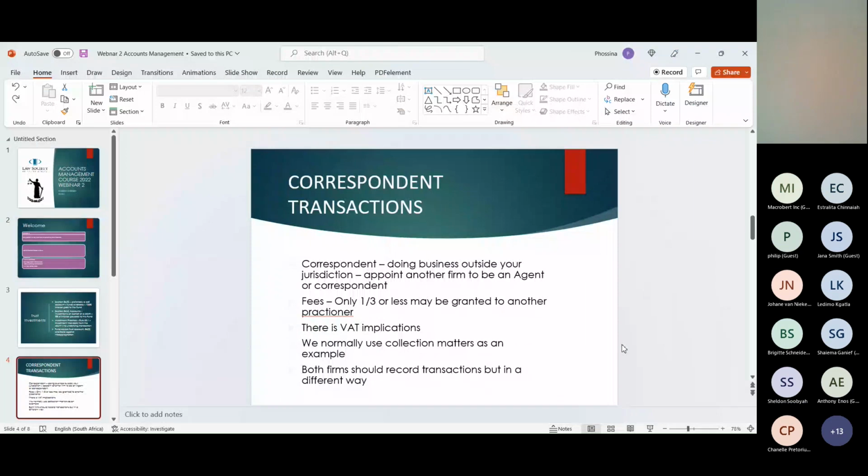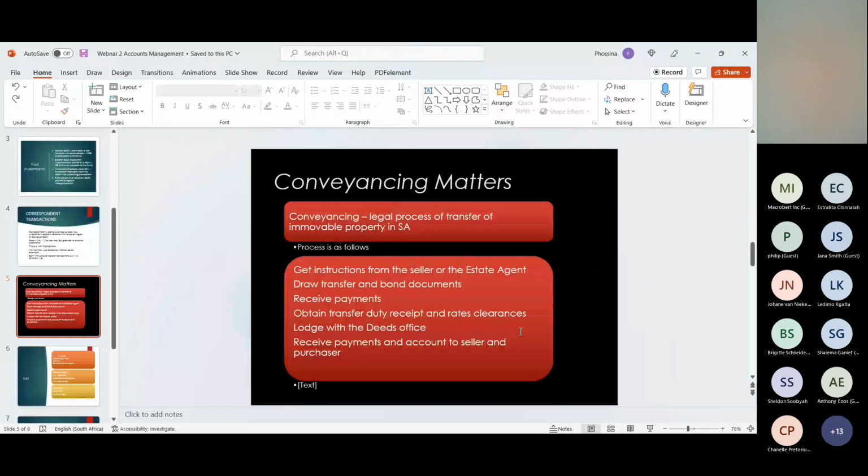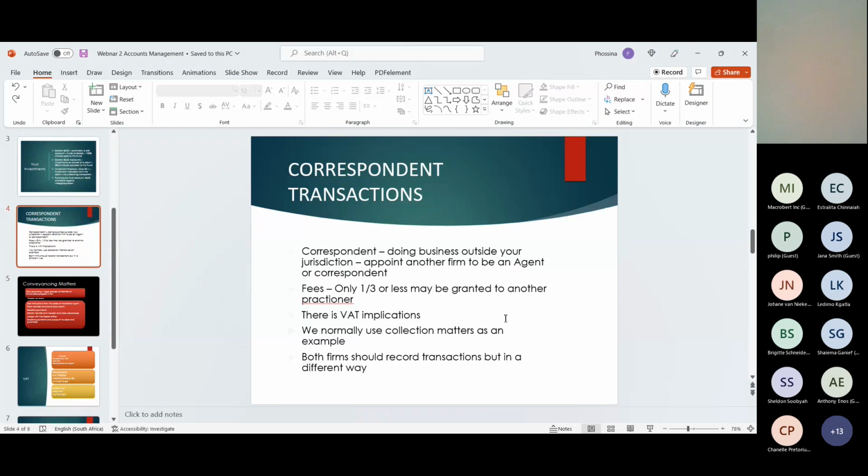So that is our corresponding transaction. I'll illustrate. Let me try to be fast so that we can work. I would rather do practical work, because that is what you're going to do in your assignments, than talking, because I guess these things you do understand them. Okay, so let's move on to our conveyancing transactions.